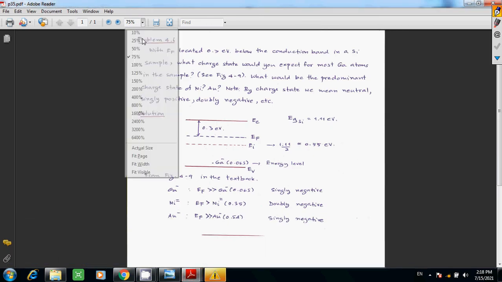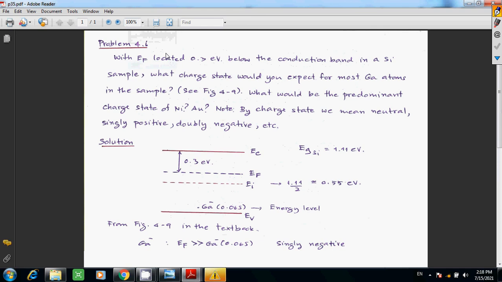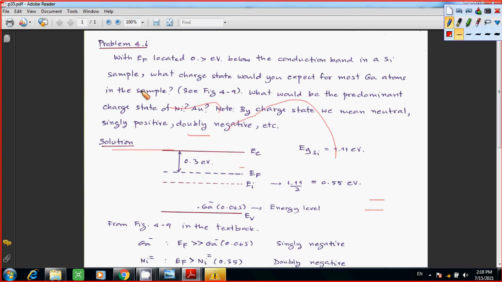Okay, the last problem for homework number 4. With EF located at 0.3 electron volt below the conduction band in a silicon sample, what charge state would you expect for most gallium atoms in the sample? See figure 4.9. What would be the predominant charge state of Ni, Au, doubly charged, meaning neutral, singly positive, doubly negative, etc.? Okay, you need figure 4.9 from the textbook.